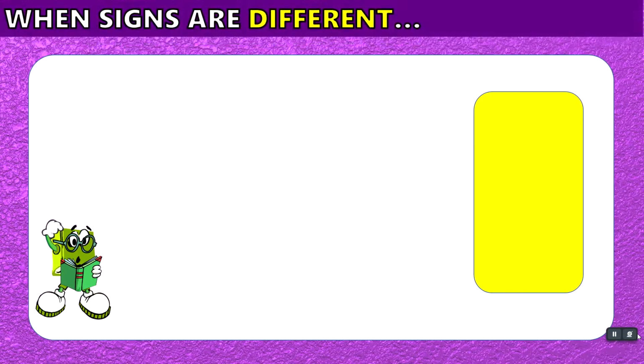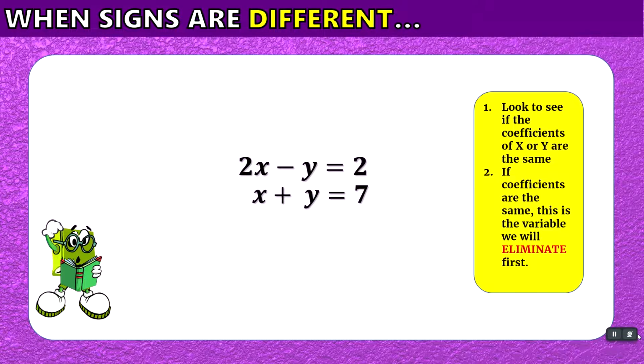But what happens when the signs are different? Let's see an example with that. If we have equations 2x minus y equals 2 and x plus y equals 7, we follow the same process. We look to see if the coefficients of x or y are the same, and if they are the same, this is the variable we eliminate first. So we look at both.